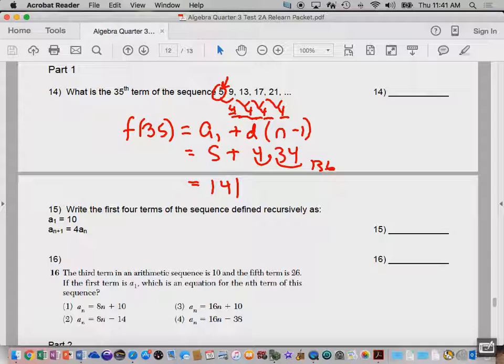Write the first 4 terms of the sequence defined recursively as. Remember, recursive means using recurring or repetition. So the first term, a sub 1, is 10. And then the next one says the new term is 4 times the previous term. So I want to write the first 4 terms. So times 4 is 40, times 4 is 160, times 4 is 640.